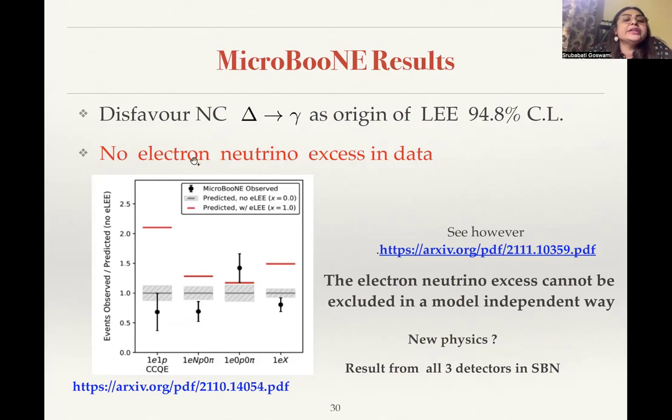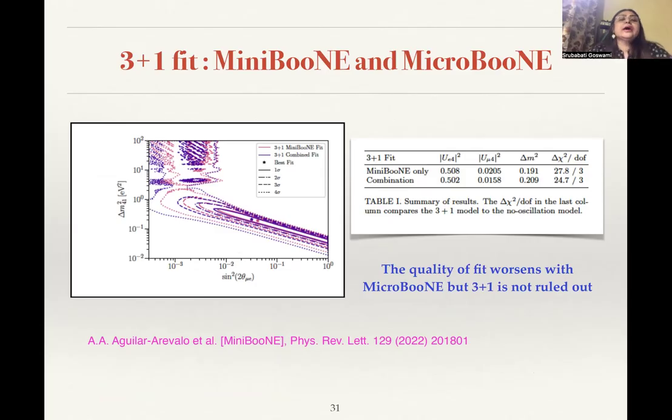And they also did not find any electron neutrino excess in data. So this is what MicroBooNE observed. And if we have the electron excess, then we get this red prediction. So MicroBooNE is not showing the electron excess. However, some studies showed that the electron neutrino excess cannot be excluded in a model independent way. Several questions were raised at this point, whether it is due to new physics. And what one is awaiting now is the result from all 3 detectors in the Short-Baseline Neutrino detector program of Fermilab.